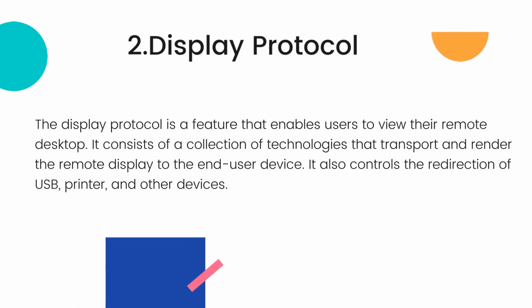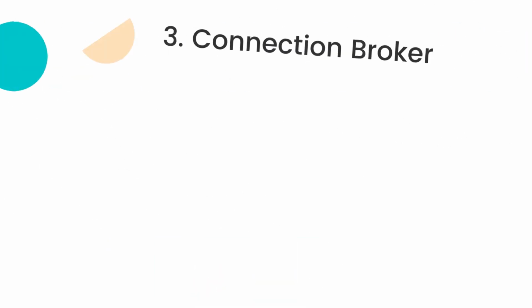2. Display protocol. The display protocol is a feature that enables users to view their remote desktop. It consists of a collection of technologies that transport and render the remote display to the end user device. The technology also controls the redirection of USB, printers, and other devices in the user's computers.